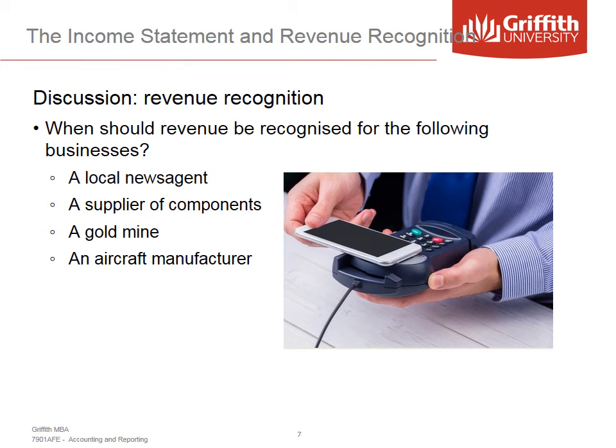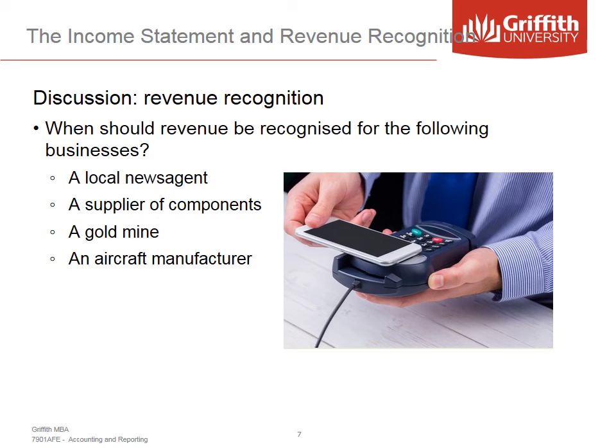Something to think about. When would we recognise the revenue if you are the local newsagent? Well, probably at the point where you throw the paper over the hedge. Would be a good point to say that that sale of the newspaper has been made. Supplier of components. Similarly, when you deliver the components to your customer, and there will be an invoice attached to those components. So at that point, ownership of the goods changes, and at some stage, the new owner has to pay for them.